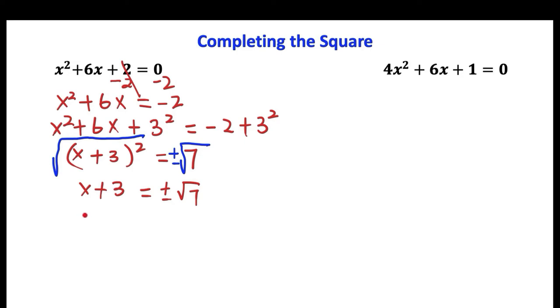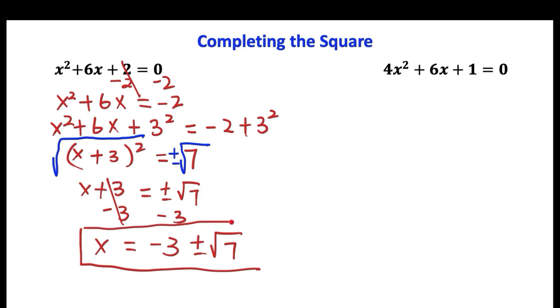Now we need to isolate x by simply just minus 3 on both sides. Then x will be equal to negative 3 plus or minus square root of 7. So this will be the final answer. X equal to negative 3 plus square root of 7, or x equal to negative 3 minus square root of 7. These two are the solutions for x squared plus 6x plus 2 equal to 0 by using completing the square.